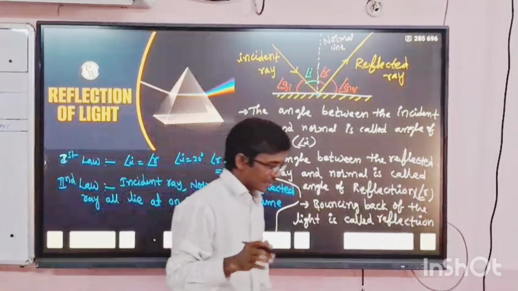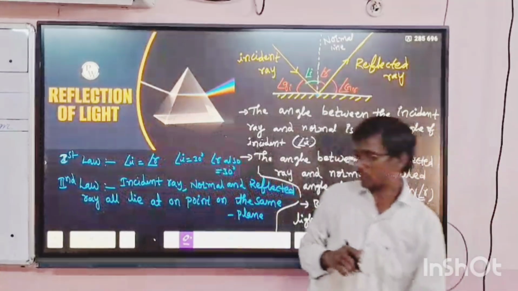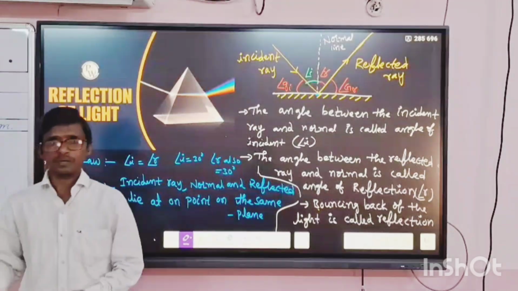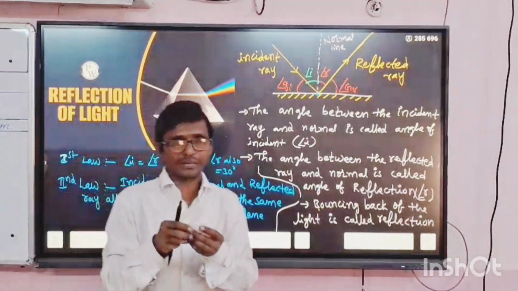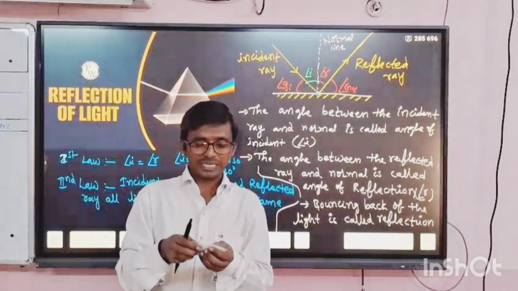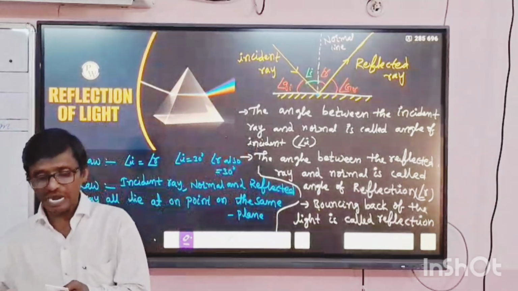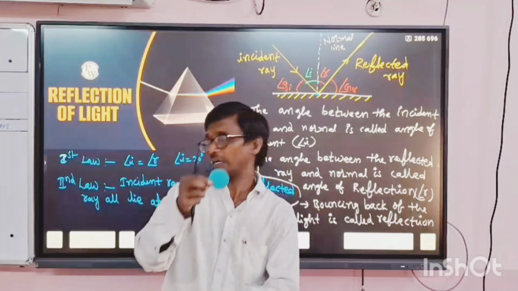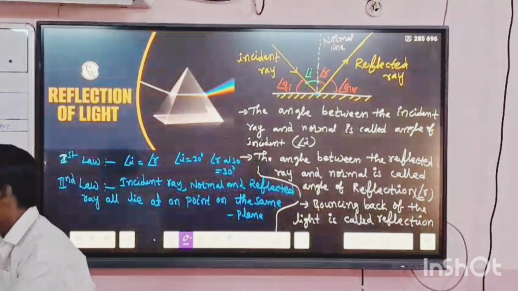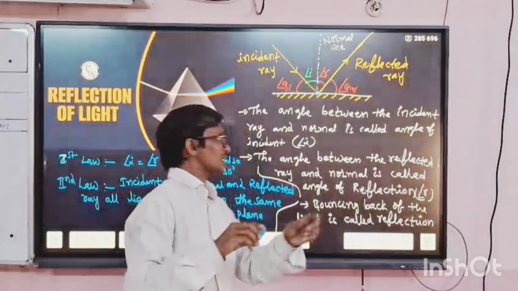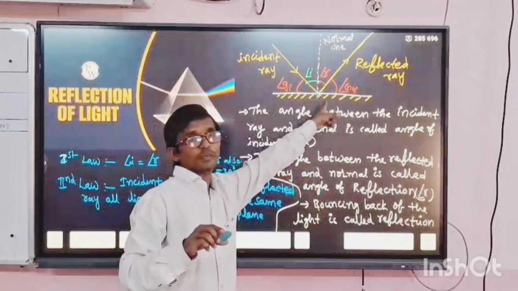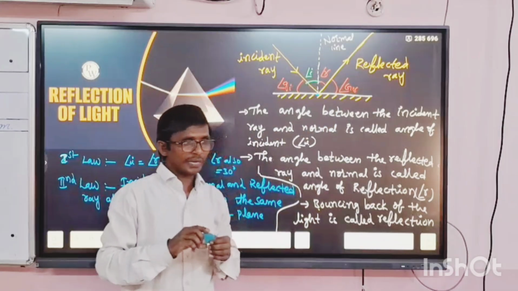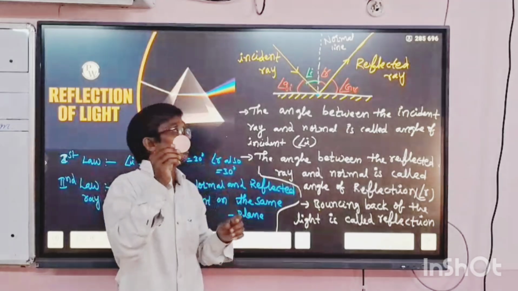Let us take some mirrors. I will show some mirrors. We will discuss this small activity now. This is a convex mirror. These are spherical mirrors. This is the reflection we observed in a plane mirror.